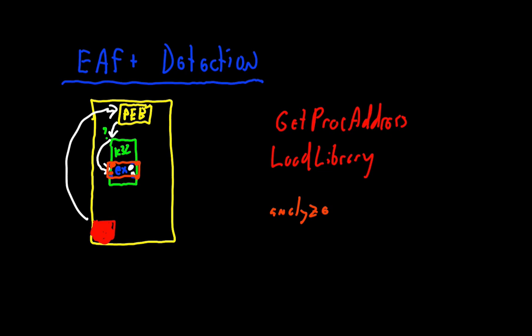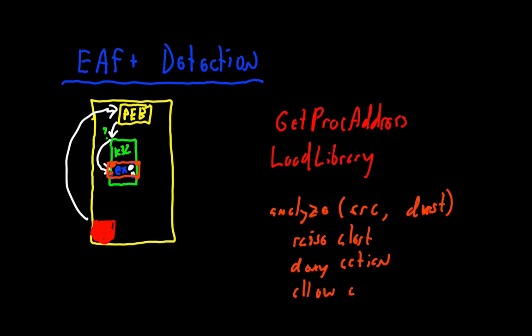And this is a chance to look at both the source of the read and the destination, and to use that information to determine what to do next. That can be raise an alert, deny the action, or allow the action. At this point, which of these three options takes place is dependent on the configuration of the system, the product, and what is doing it.